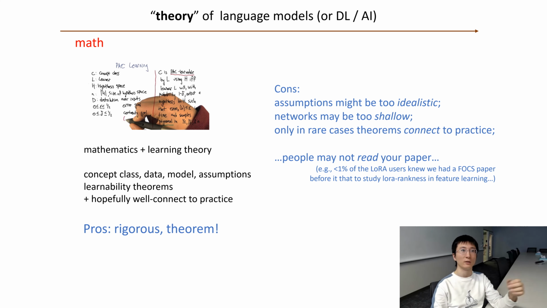I used to work in this area as well, and we also wrote a very long, mathy paper. At the end of the day, people may not even read it, may not even notice it. For instance, a lot of people use LoRA fine-tuning nowadays, but very few of them knew that we had a paper before, published in FOCS, to study low-rankness in feature learning. But very few people have noticed that.